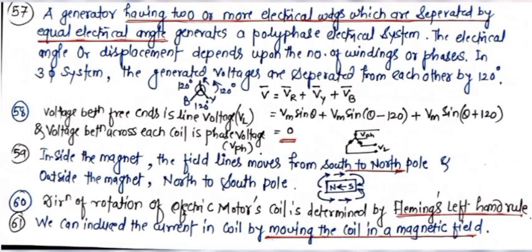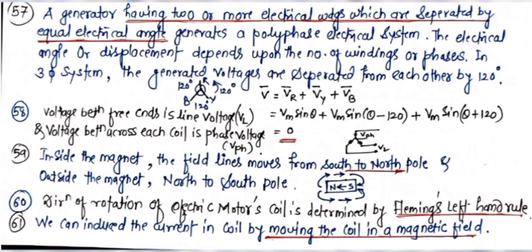A generator having two or more electrical windings which are separated by equal electrical angle generates a polyphase electrical system. The electrical angle or displacement depends upon the number of windings or phases. In a three-phase system, the generated voltages are separated from each other by 120 degrees. So the total summation of these voltages is always 0, that is vector addition. Voltage between free ends is line voltage VL, and voltage across each coil is phase voltage.